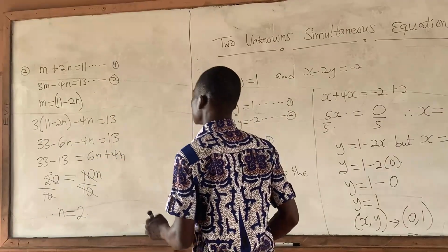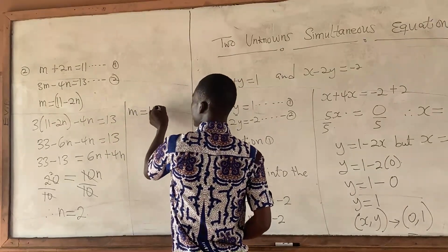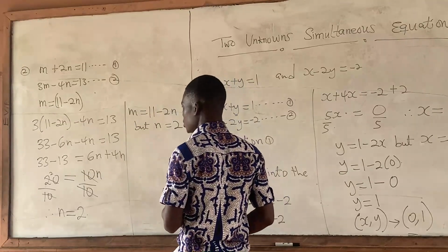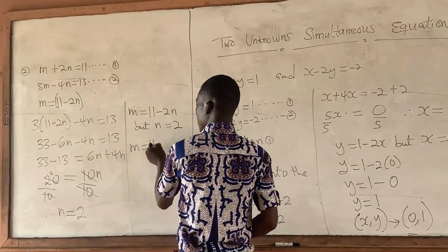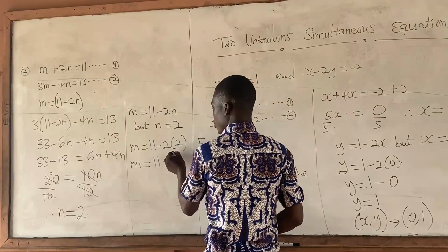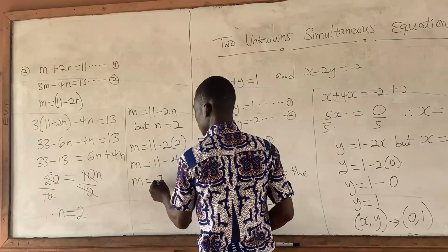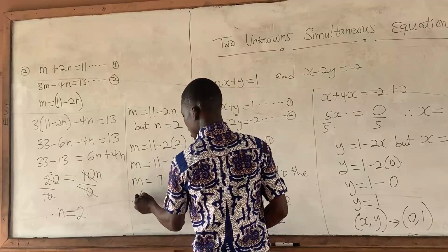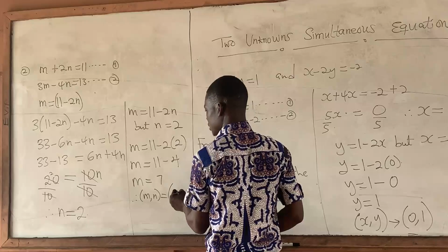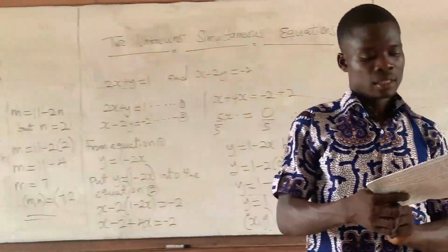Now I have left the m. So don't forget that we have our new equation: m is equal to 11 minus 2n, but our n is equal to 2. So m is equal to 11 minus 2 times 2. So m is equal to 11 minus 4, that's 2 times 2. So now, therefore, m is equal to 7. So the values of m and n are 7 and 2. Now this is how to go about the second problem.